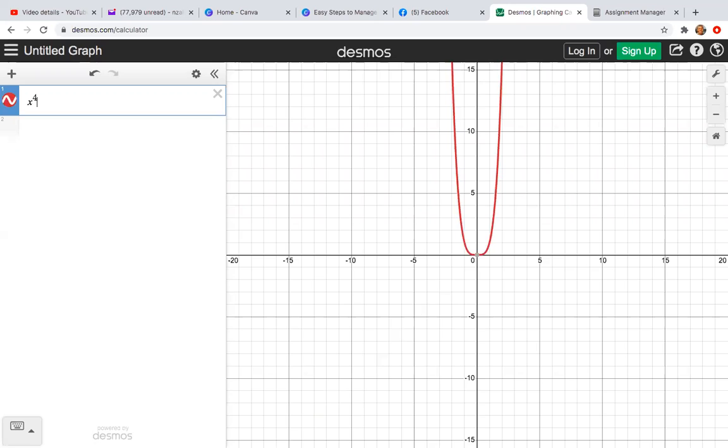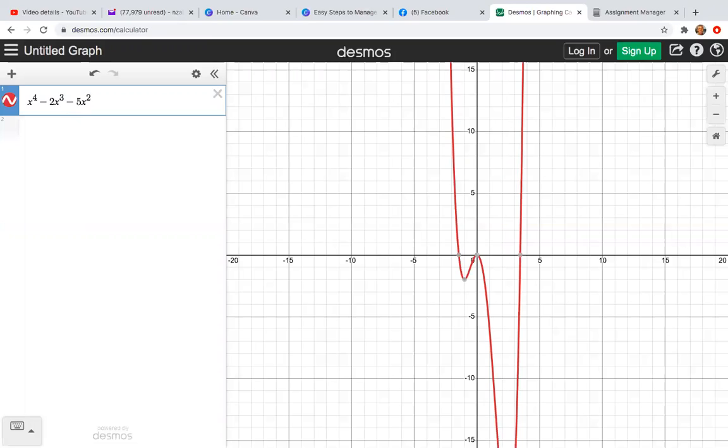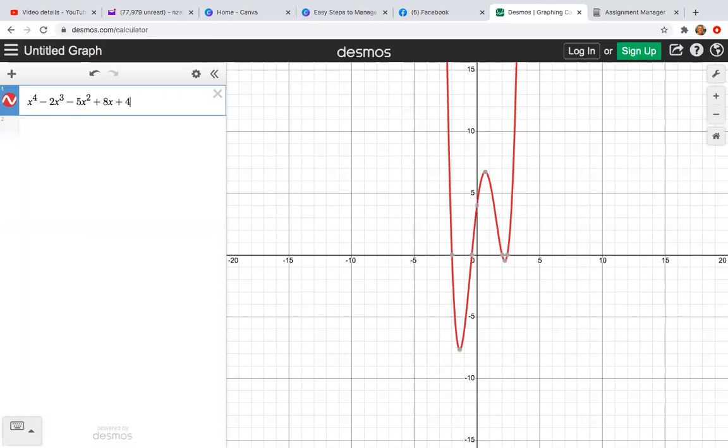Okay, and minus 2x to the 3rd. You should be asking questions about this because I know the graphing calculator is such a hassle. So ask questions, guys. Minus 5x to the 2nd. Okay, guys, watch how the graph is changing as we type in these values. And then plus 8x, and then plus 4. There we go, guys. 4th degree polynomial.